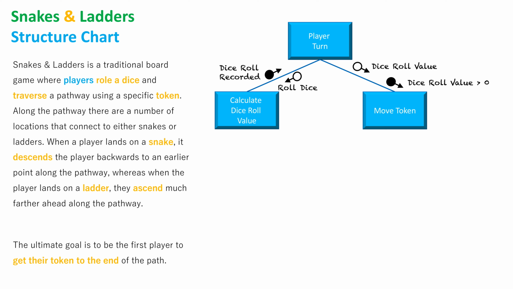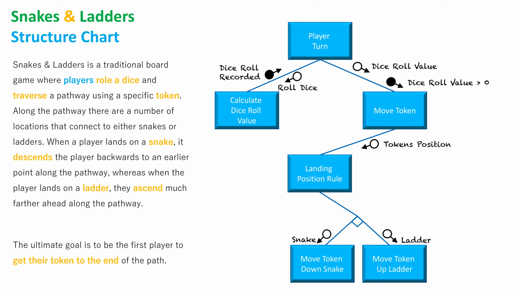Okay, so we are at the moving token point, and essentially this means the token's position changes. And when the position changes, I land on a new position which has a landing rule. Now, as the game states, the two main rules are that of snakes and ladders. A snake means move the token down the snake, and a ladder means move the token up the ladder, going further ahead in the game. Those two are pretty self-explanatory. What we need to look at is our third option here, and that is that of the neutral spot. And that means the token stays in position.